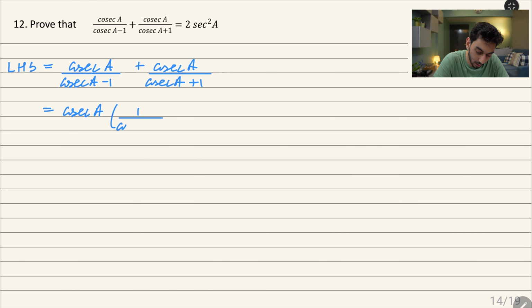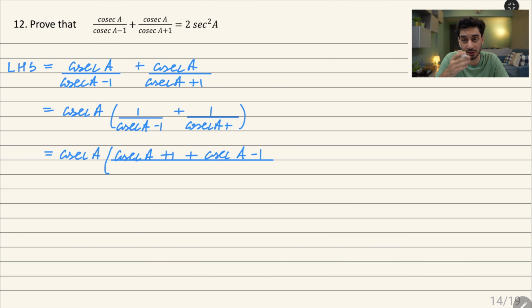So cosec A is out, and then I have cosec A minus 1 plus 1 upon cosec A plus 1. Now I can cross multiply these, so it is cosec A as it is outside, and in the bracket it would be cosec A plus 1 plus cosec A minus 1, and in the denominator I can see it is difference of squares, which is A minus B into A plus B, which is A square minus B square, so cosec square A minus 1 square, so 1 square is just 1. In the numerator the plus 1 and the minus 1 just goes away, and I am left with cosec A times, in the bracket, cosec A plus cosec A, which is 2 cosec A.